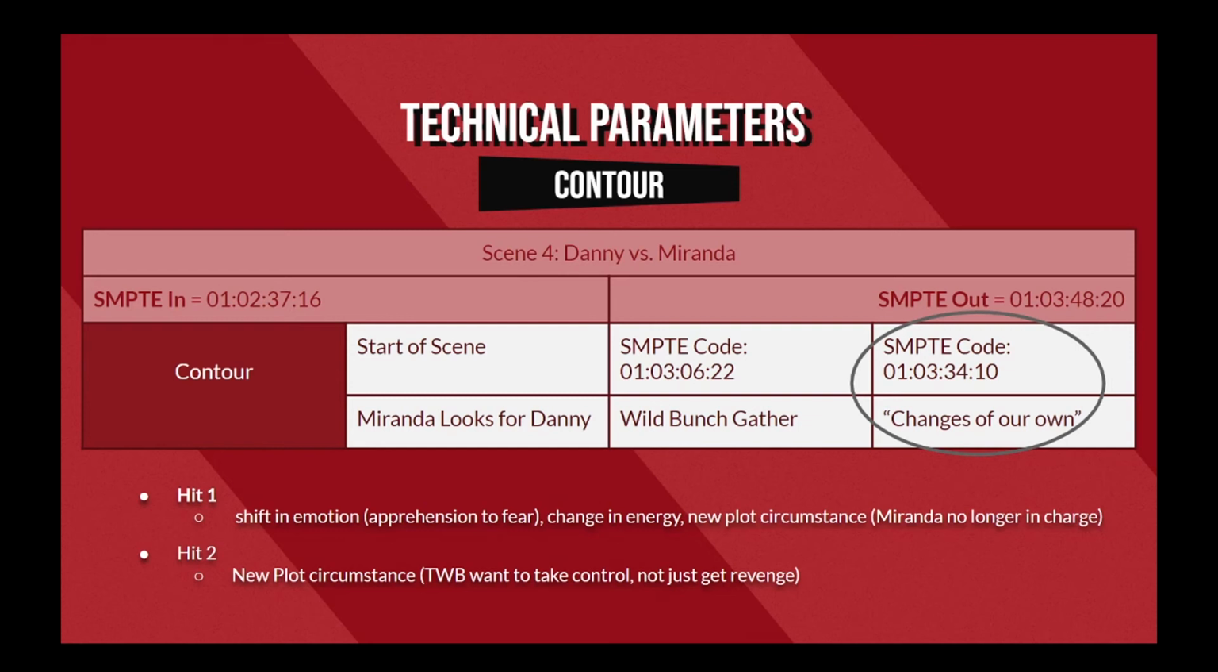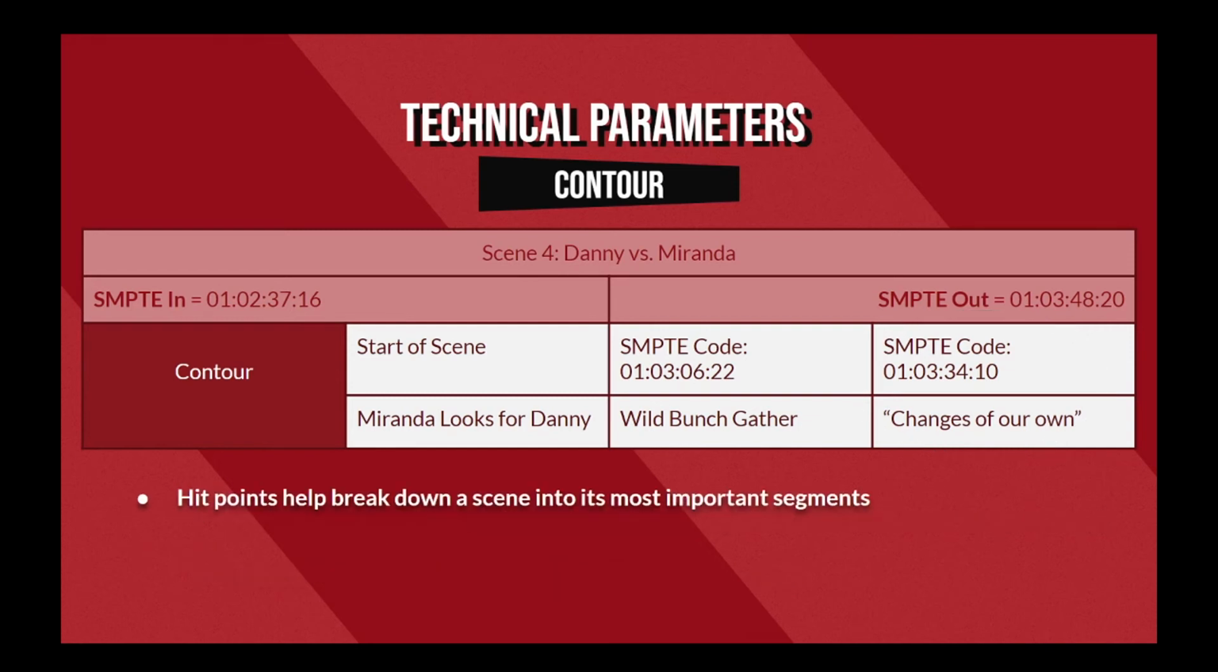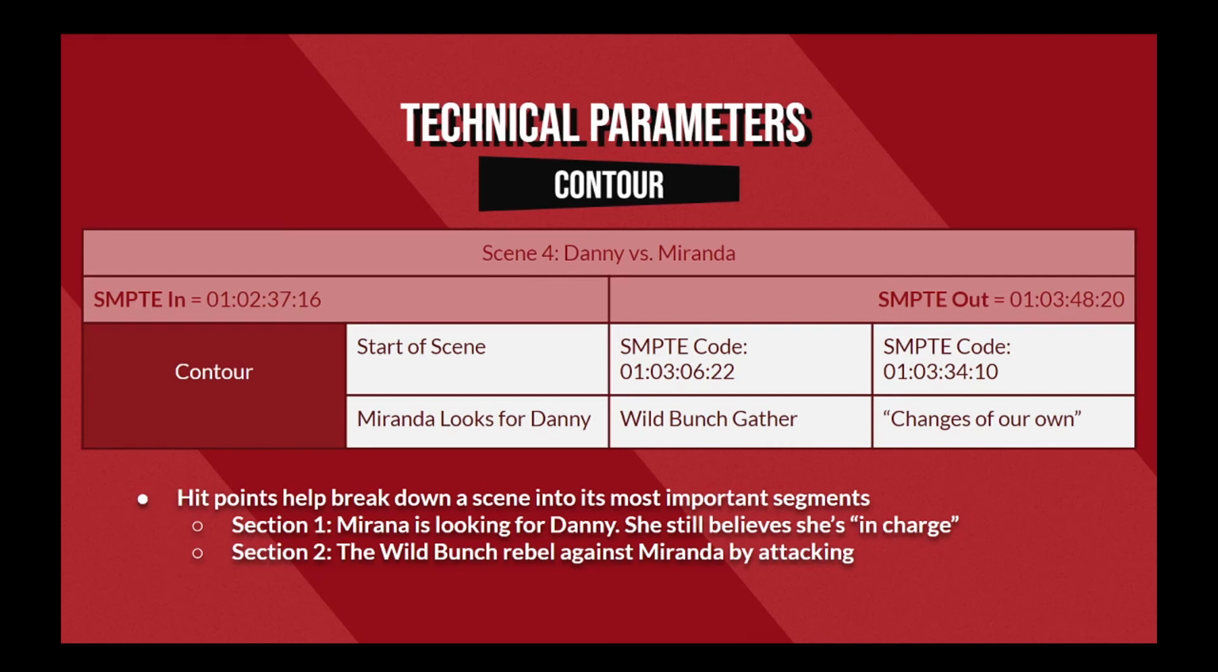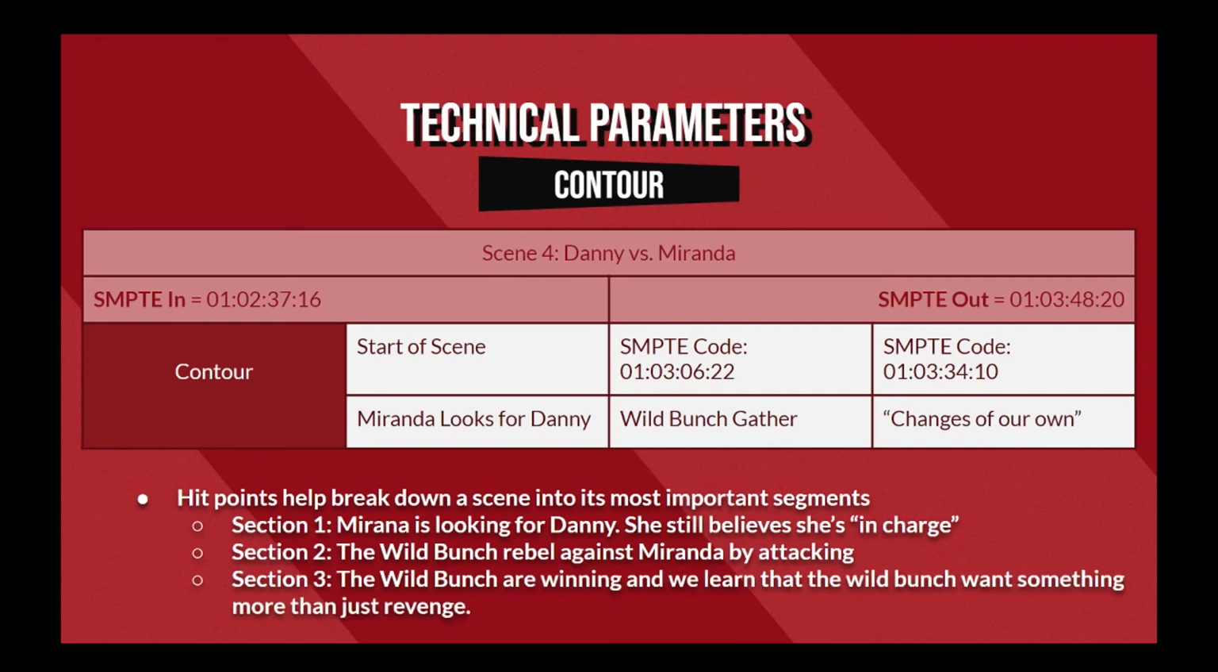Another way to think of this is as using these hit points to break down each scene into its most important segments. Something that you should have no issue with, since we've already tackled a similar concept when creating our master scene list. For example, our hit points break this scene down into 3 basic moments. The opening, when Miranda believes she is still in charge. The middle, when the Wild Bunch decides to rebel against her. And the end, when the Wild Bunch gain the upper hand and reveal what it is they want.